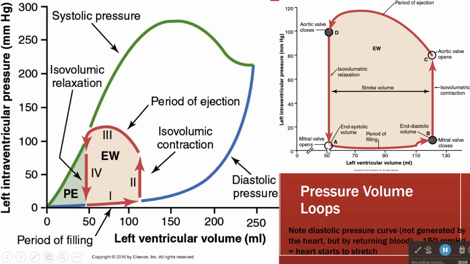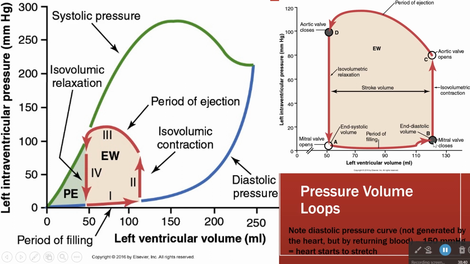Now, AV valves open, right? So the left AV valve and right AV valve open at this point. Now blood can fill the ventricle. Okay, so what we see here is our filling time, our period of ventricular filling. We can see that the pressure is low, but the volume, the x-axis, is increasing dramatically. The heart is filling up.